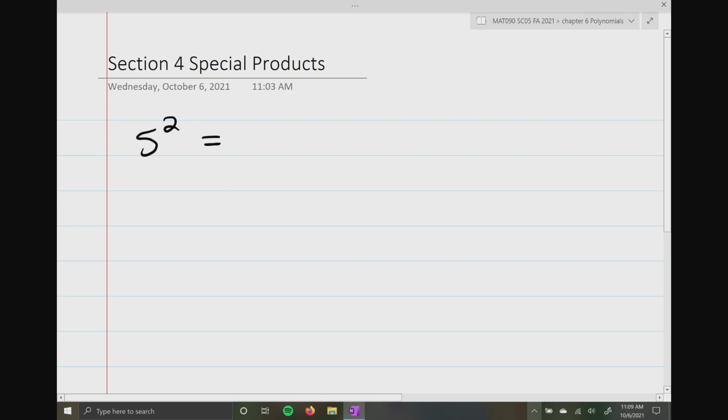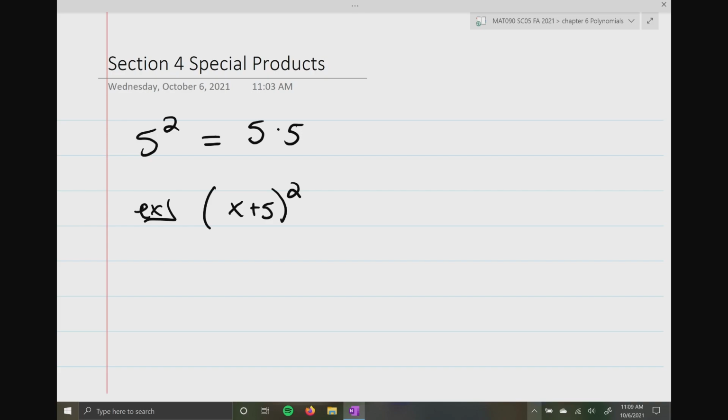Remember, 5 to the second, that means 5 times 5. Do we all remember that? So if you think about this, I can give you a problem like this now. Now this is what we call a special product. This is read the quantity of x plus 5 to the second power.